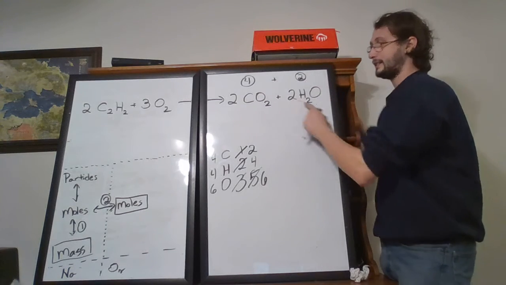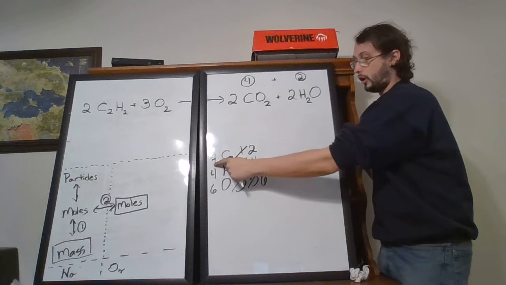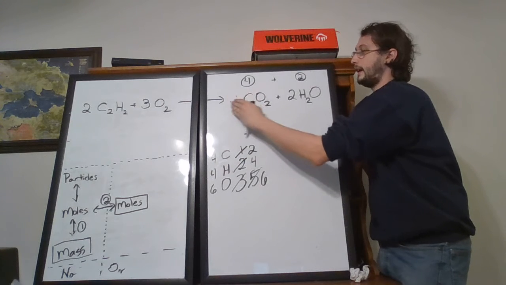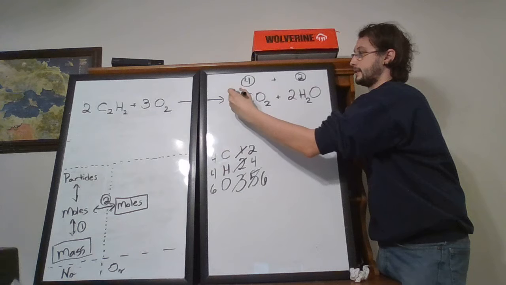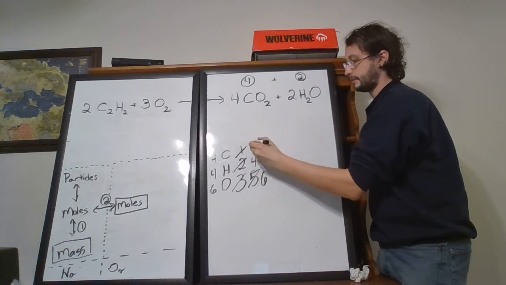Where's carbon on the right-hand side? Well, it's in carbon dioxide. Right now we have 2 there. We want 4 carbons. So let's go ahead and try putting a 4 here and see what happens. We put a 4 there. 4 times 1 is 4 carbons.